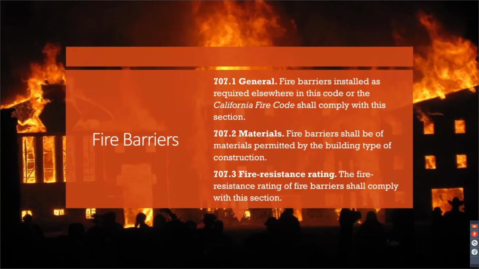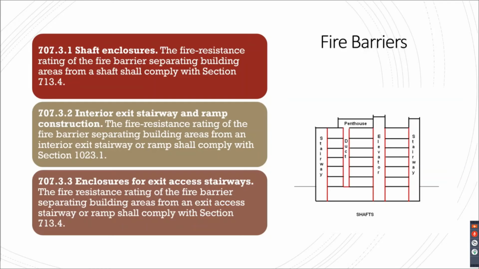And the general section for that: fire barriers installed as required elsewhere in this code. So other places of the code are going to tell you that you need this fire barrier. Section 707 is going to tell you to build it according to 707, and then tells you what materials you're going to need and what rating those fire barriers are going to need. What do you need when it's a shaft enclosure? Then it tells you to go to 713.4 when you've got a shaft.